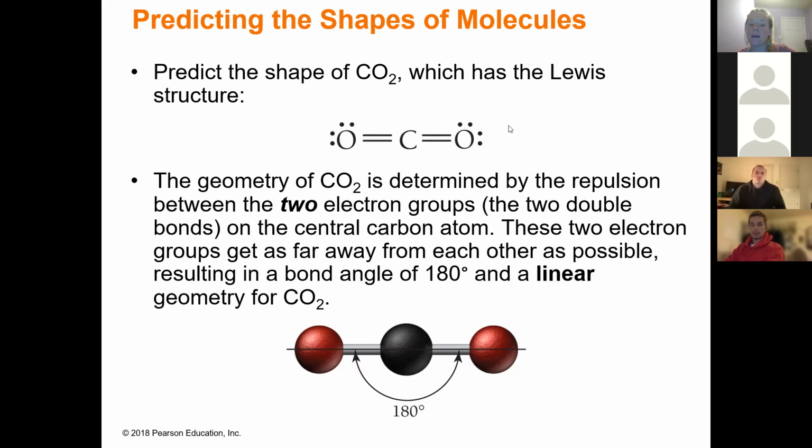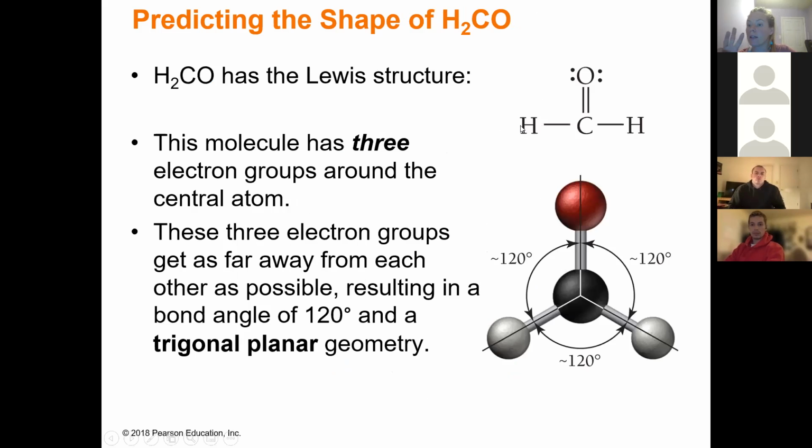What if instead of 2 electron groups, we have 3 electron groups? Looking at this, I've got 1 electron group here, 1 electron group here, and 1 electron group here. Remember, a double bond is classified as 1 electron group, fused together. These aren't important to the shape of the molecule. It's just what's coming off of the central atom.